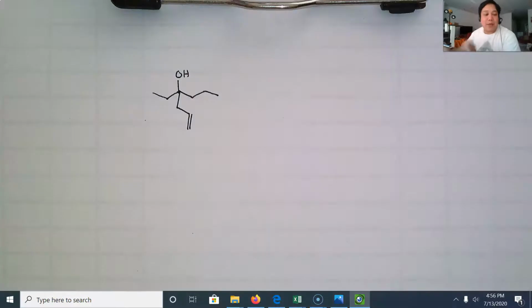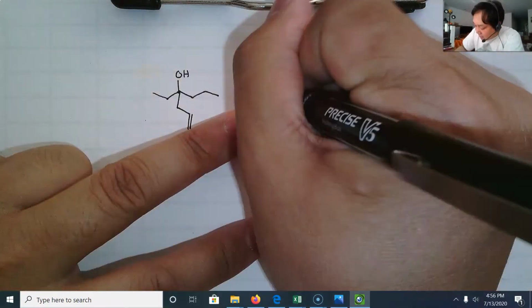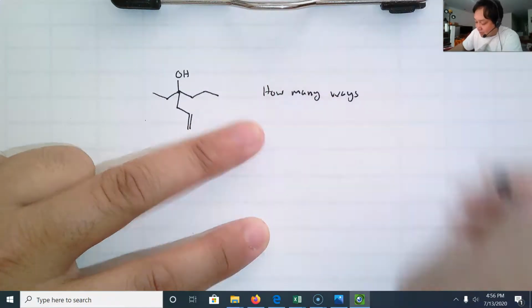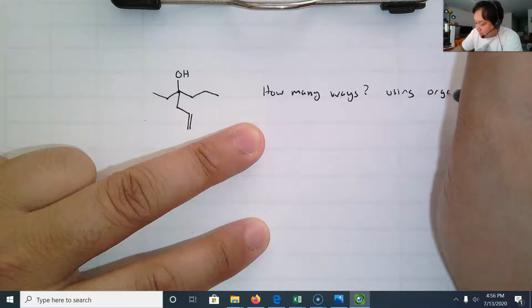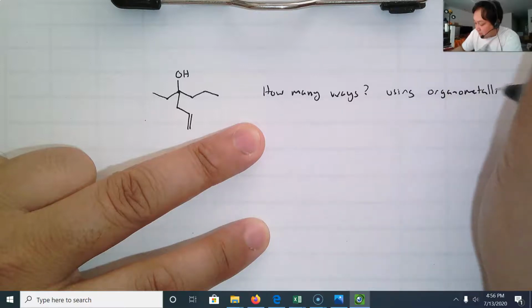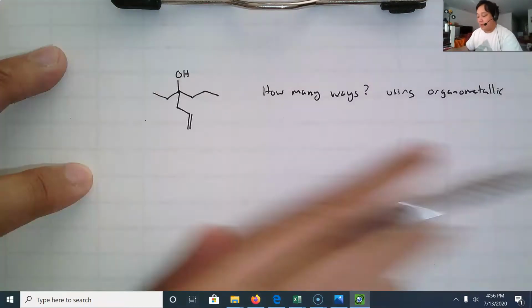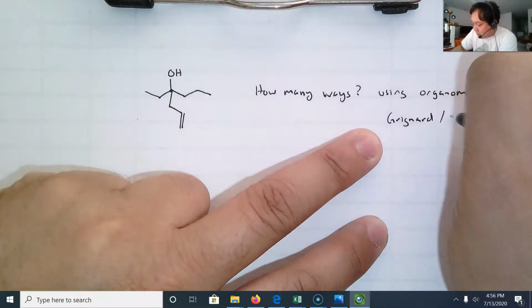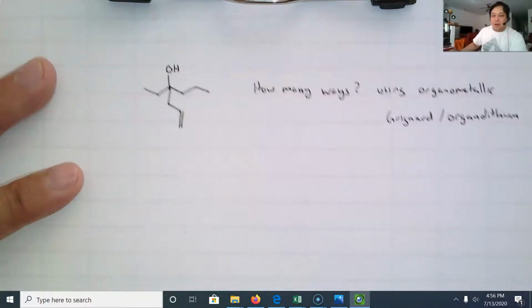But if I ask you, how many ways can you make this using a Grignard or organolithium? There are more than 3 ways, I think. We'll have to double check that. Using organometallic, and maybe not the cuprate or organocuprate because we have this hydroxyl group. So you will assume that I mean Grignard or organolithium. Okay, that's the problem.